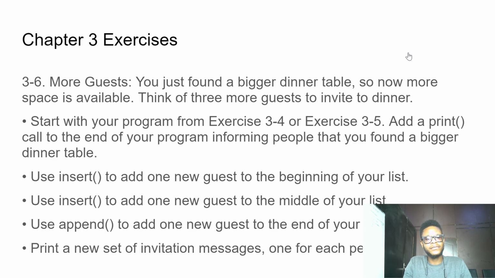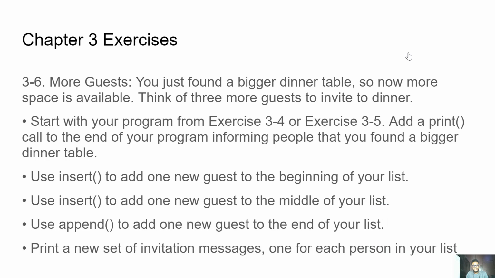3.6 More guests. You just found a bigger dinner table, so now more space is available. Think of 3 more guests to invite to dinner. Start with your program from exercise 3.4 or 3.5. Add a print call to the end of your program, informing people that you just found a bigger dinner table. Use insert to add one new guest to the beginning of your list. Use insert to add one new guest to the middle of your list. Use append to add one new guest to the end of your list. Print a new set of invitation messages, one for each person in your list.